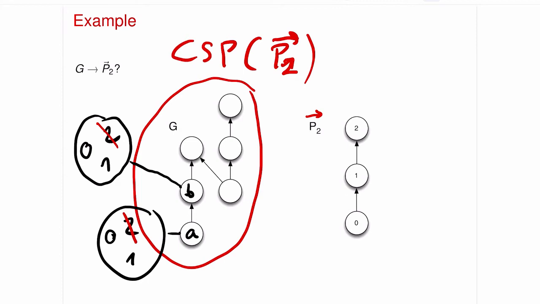Because we know B can't map to 2. So I claim A can't map to 1. Because if you send A to 1, you would need a neighbor which can be sent to 2. But B can't be sent to 2. So we can eliminate the value 1 for A. Note that this is really a reasoning where we iterated local reasoning. And now continue like that. It's a nice exercise to continue like that and to see how far you can eliminate values from these bags.